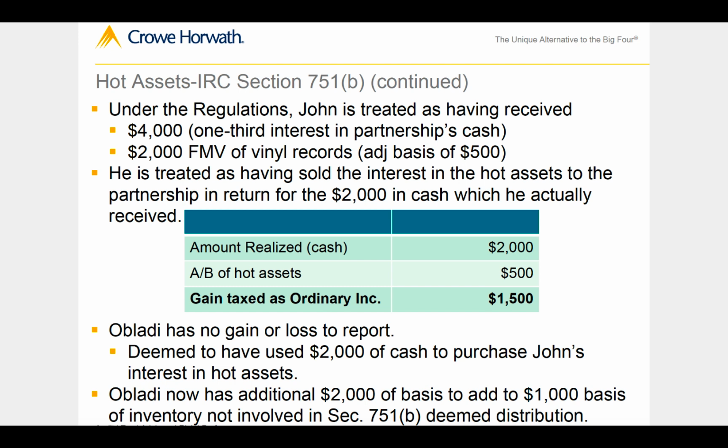That gain is going to be taxed as ordinary income because the inventory would produce ordinary income. The partnership would have no gain or loss, because it's deemed to have used $2,000 of cash to purchase his inventory, and that would not be a taxable transaction to the partnership. So now the partnership has an additional $2,000 of basis to add to the inventory, and John has a $1,500 gain that's taxed as ordinary income.